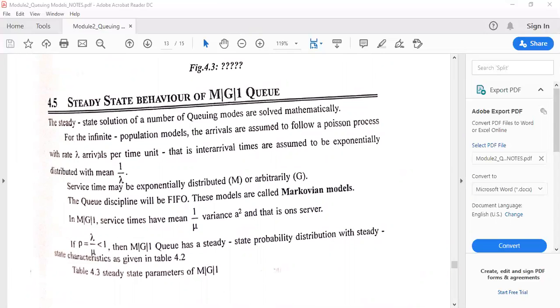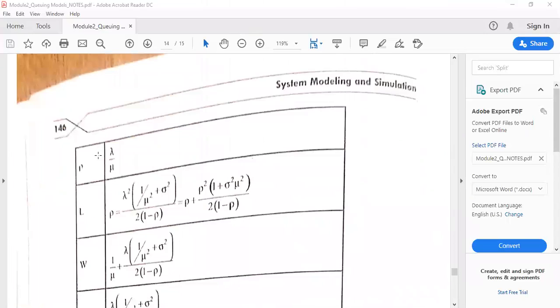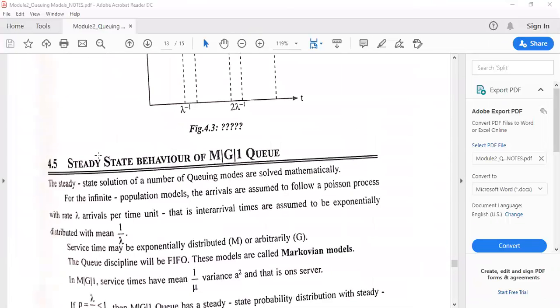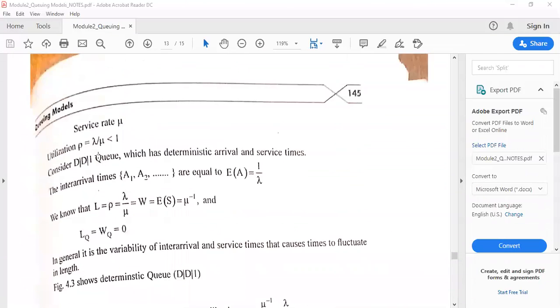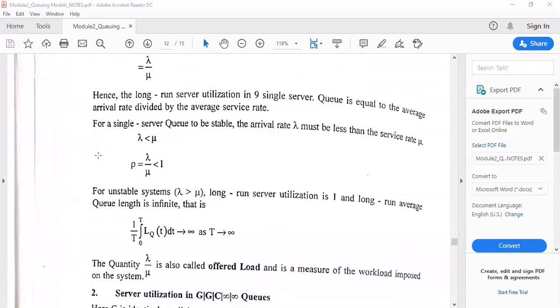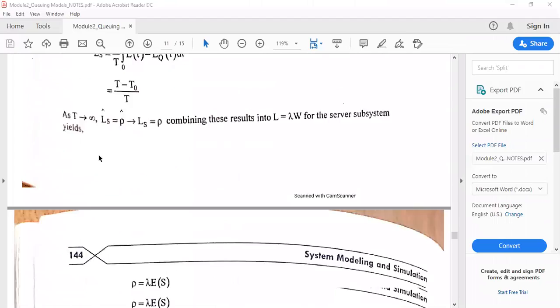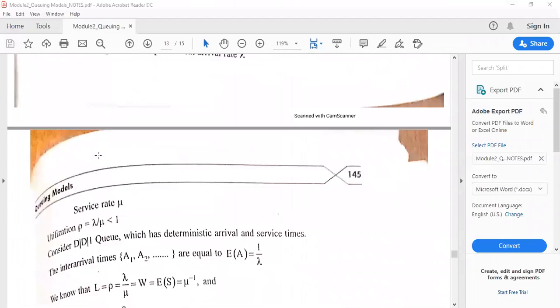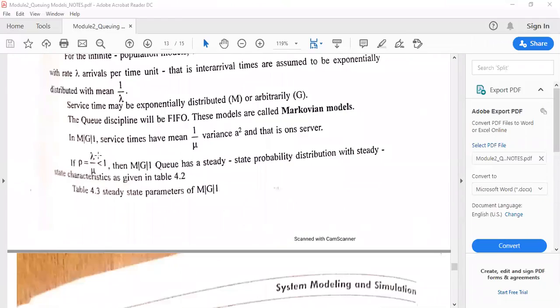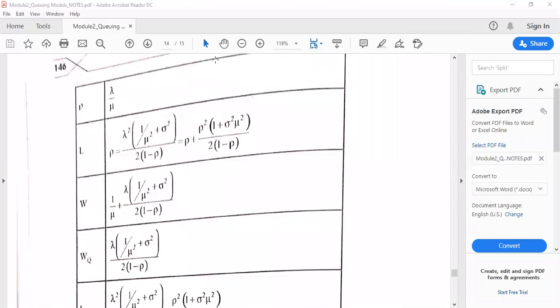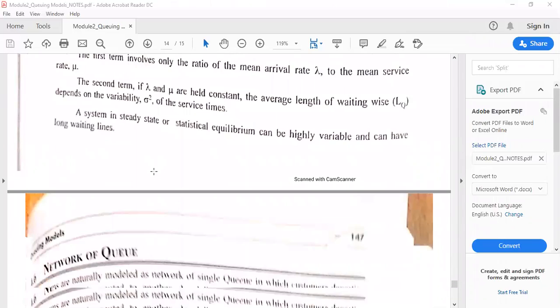Define the steady state behavior, or steady state parameters, of the M/G/1 queue. Then you have to explain all this, along with the previous topic, which is to find the server utilization and long run measures of performance. These derivations are rarely asked, but the most important is the steady state behavior. You have to remember all these formulas.